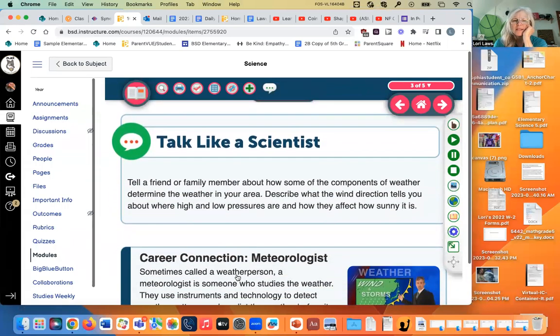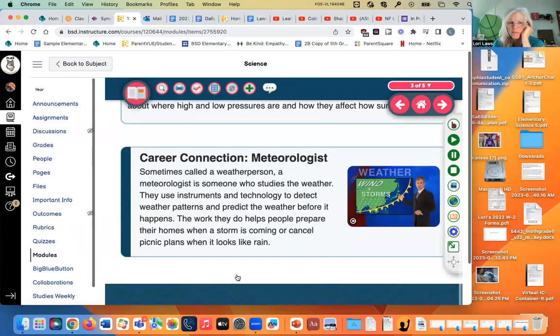Corny. Tell a friend or a family member about how the components of weather determine the weather in your area. Maybe tonight, watch the weather report and see if you can understand what they're talking about.